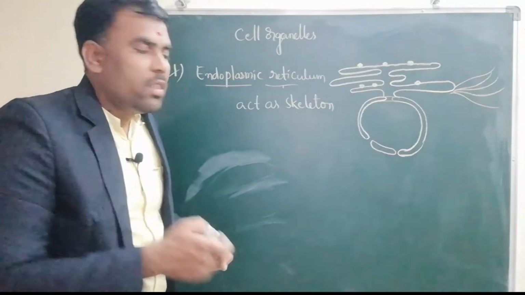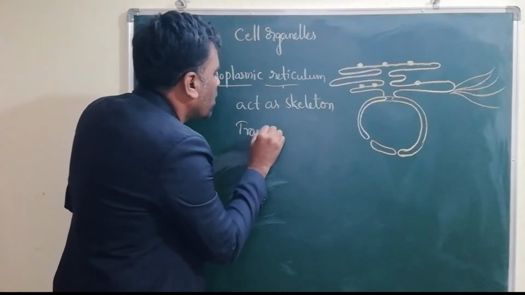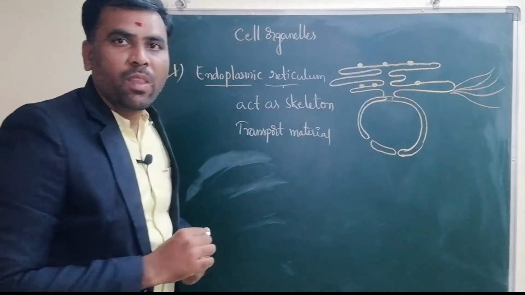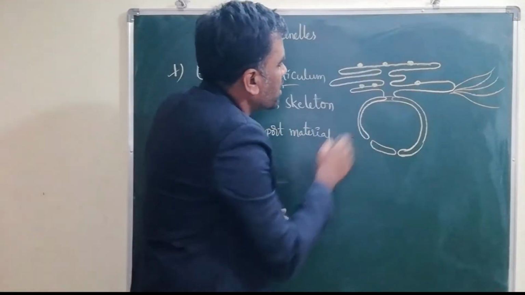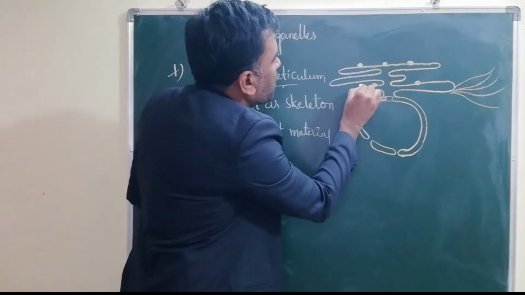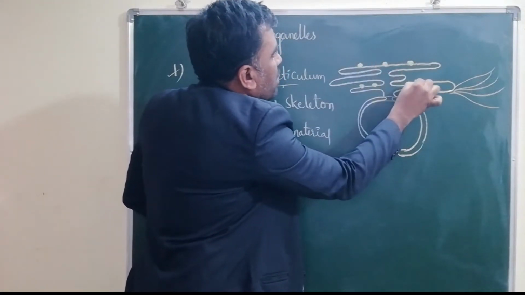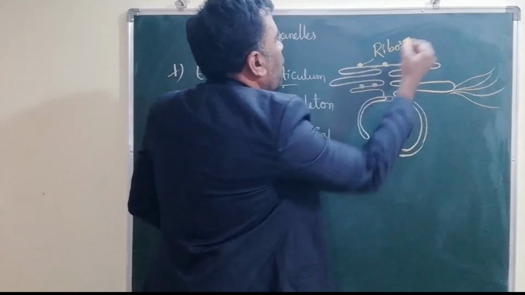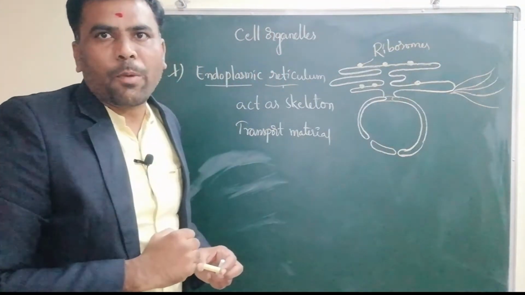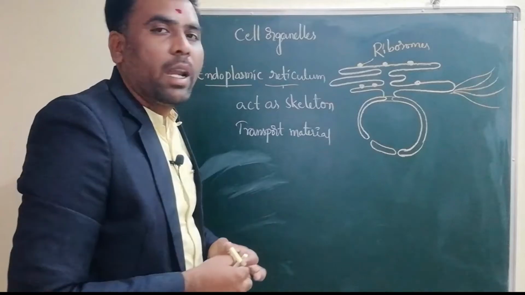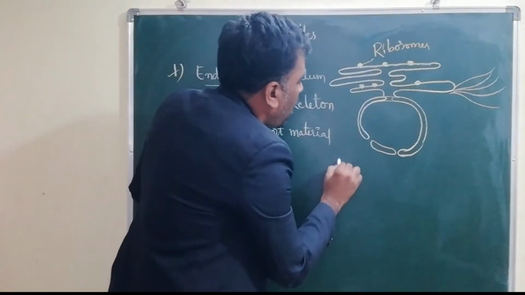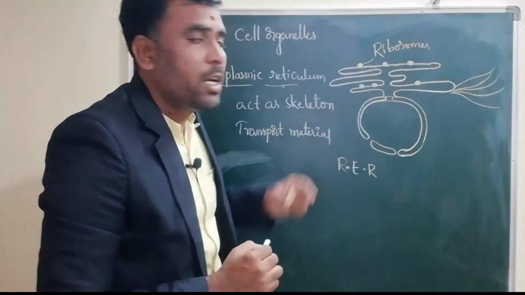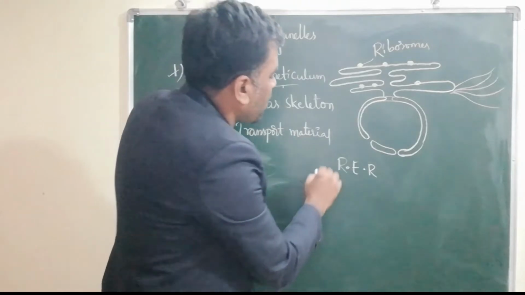It is also helpful to transport materials from one part of the cell to another part. If you observe the endoplasmic reticulum, on it we find granule-like structures. These granule-like structures are called ribosomes, which are involved in the preparation of proteins, that is, protein synthesis. Endoplasmic reticulum that has ribosomes is called RER.